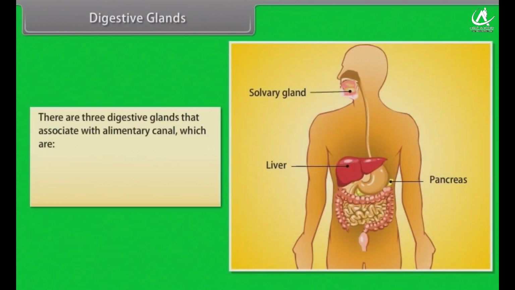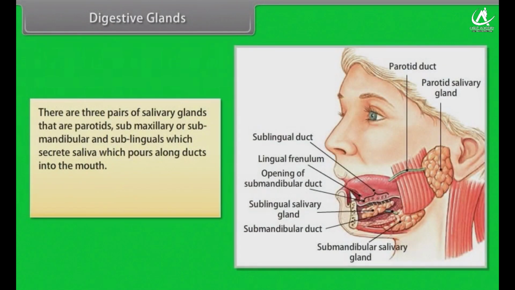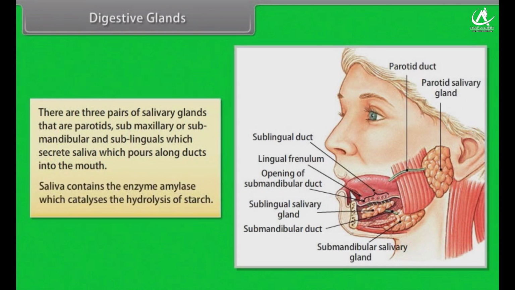Digestive glands. There are 3 digestive glands that associate with the alimentary canal, which are salivary glands, liver, and pancreas. There are 3 pairs of salivary glands that are parotids, submaxillary or submandibular, and sublinguals, which secrete saliva which pours along ducts into the mouth. Saliva contains the enzyme amylase, which catalyzes the hydrolysis of starch.